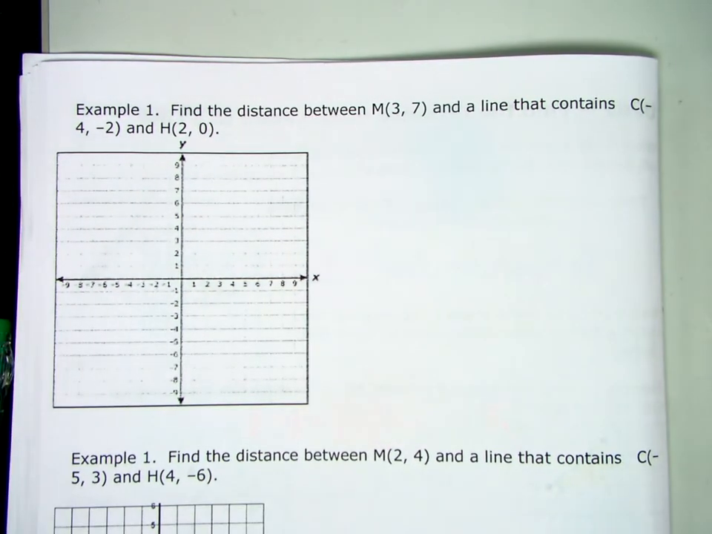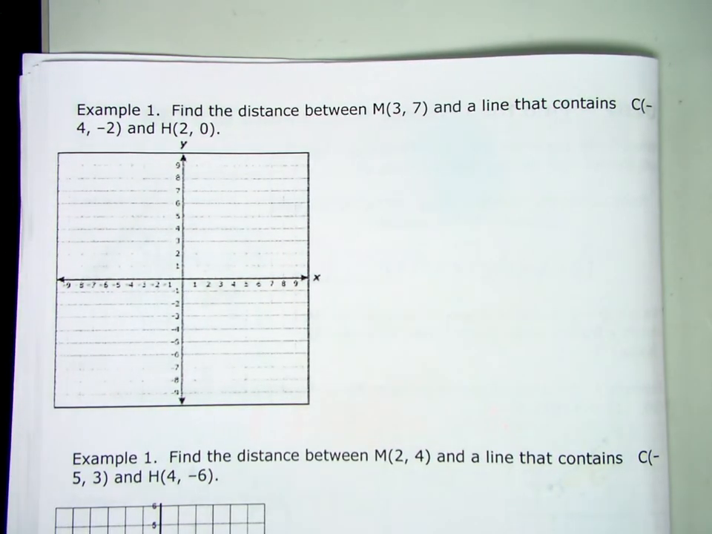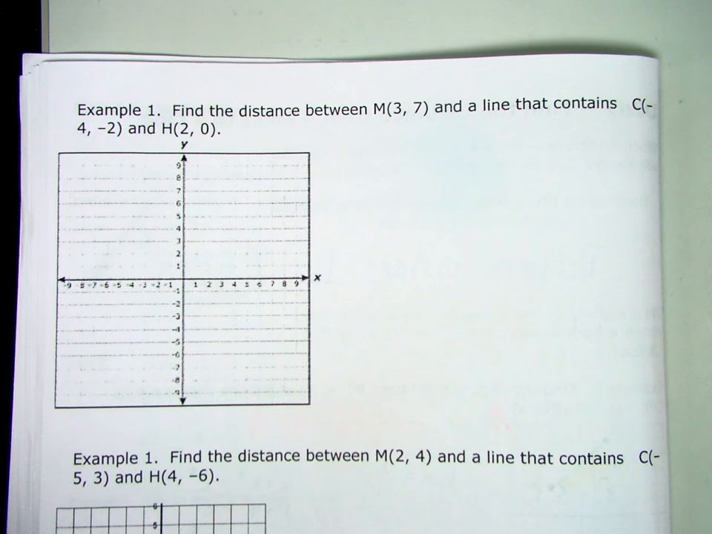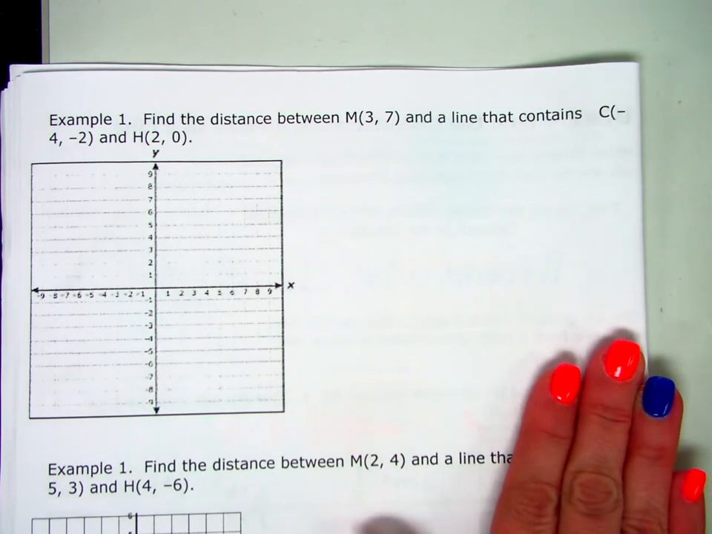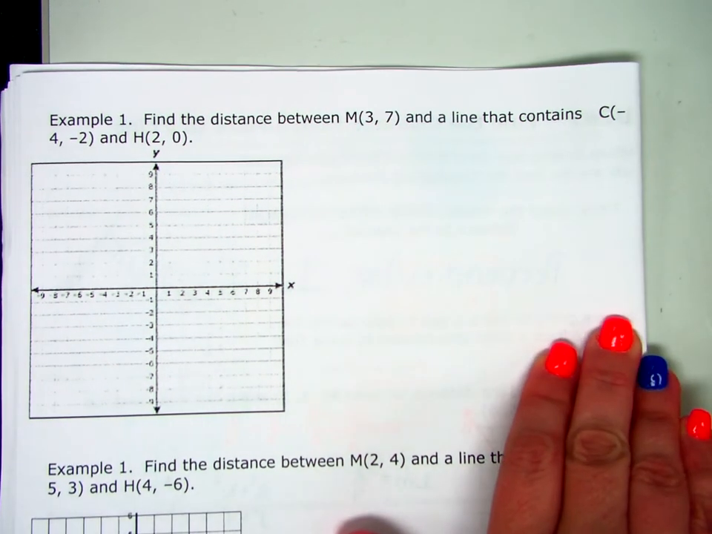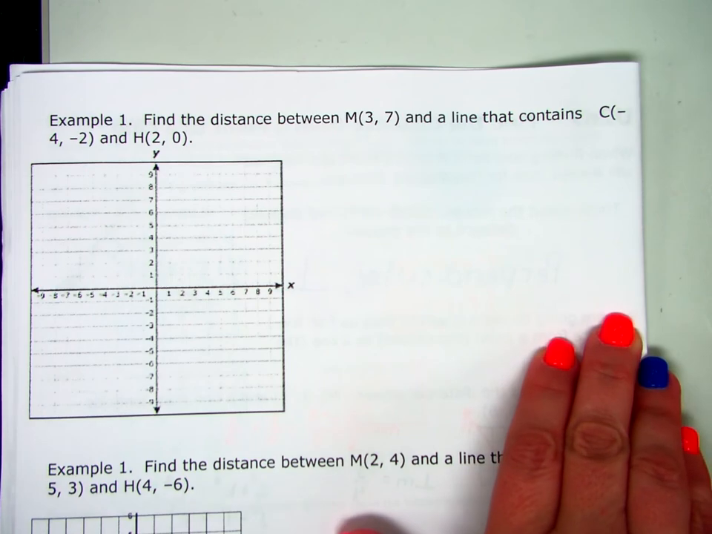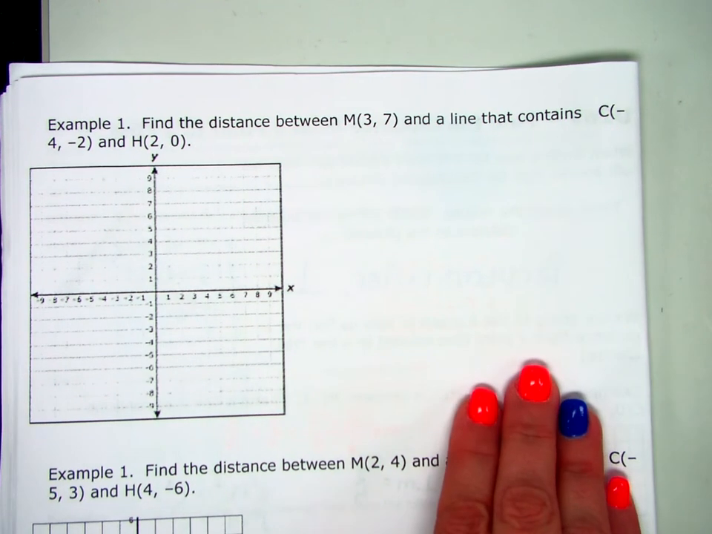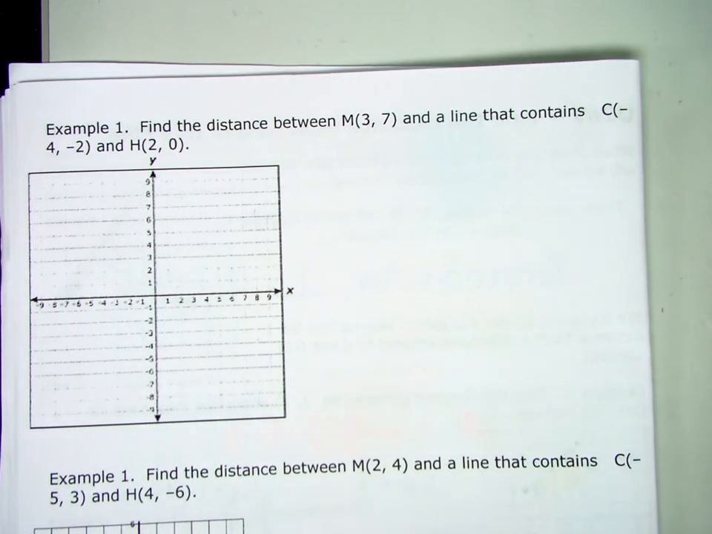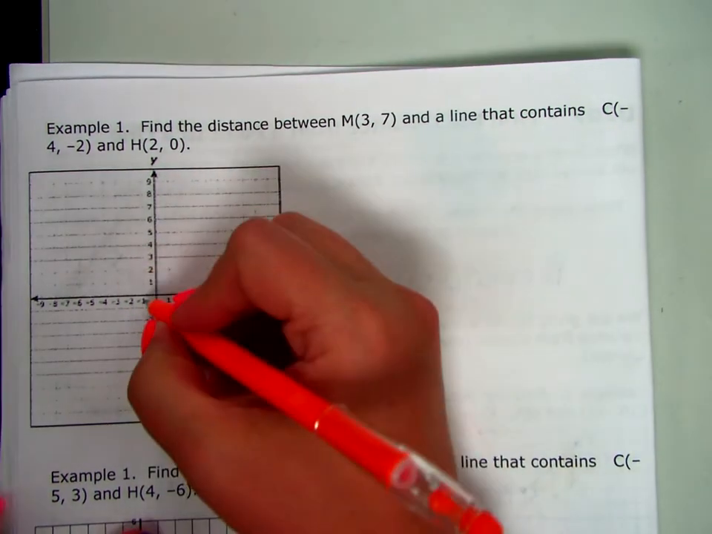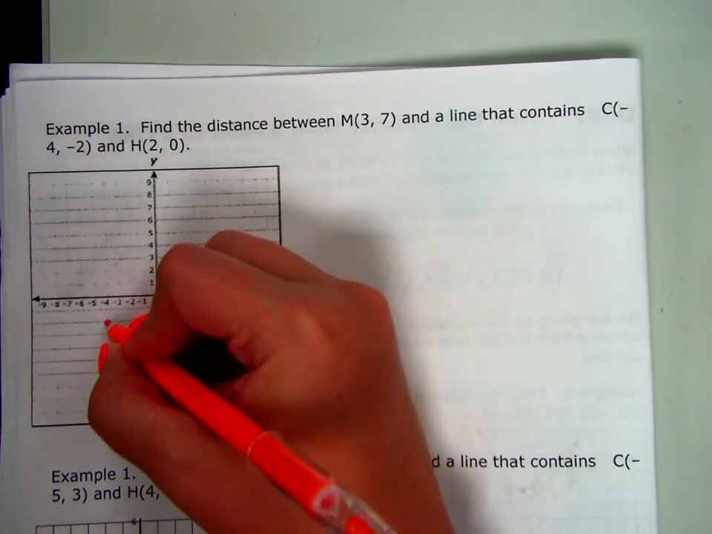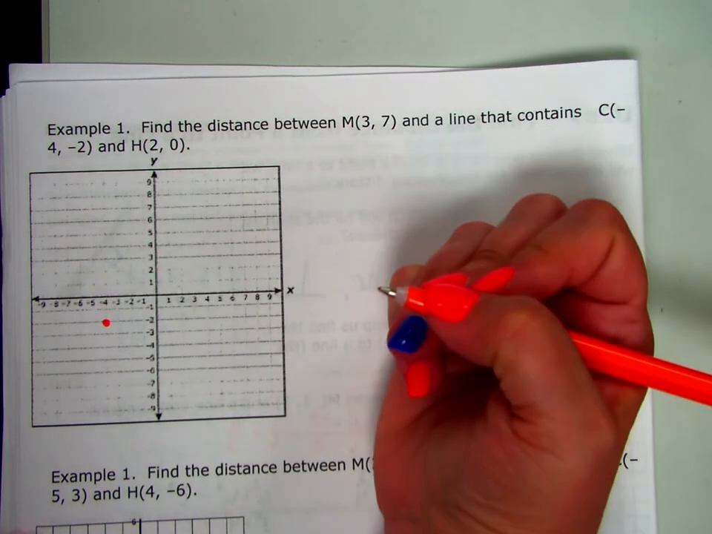Example 1, the third example 1. Find the distance between M(3, 7) and a line that contains C(-4, -2) and H(2, 0). All right, so first thing I'm going to do is graph the points. (-4, -2) and (2, 0).